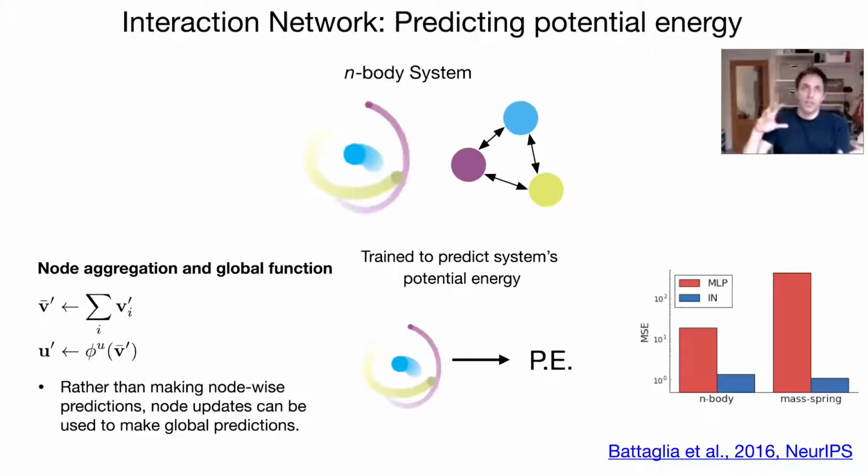So now we can take this graph, this interaction network, and train it to predict the potential energy of the whole system. On the right, you see simple bar graphs that show that the error on the y-axis in the n-body and mass-spring systems for the interaction network is much lower. The MSE is much lower, so it's a much more accurate predictor of potential energy than if we serialize the nodes in the system and feed it into an MLP, a multi-layer perceptron. The reason I don't show the bouncing balls here is because there's no potential energy in the bouncing balls case, so it's always zero. So it's not really an interesting experiment.